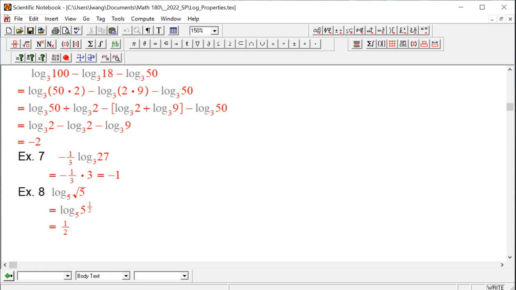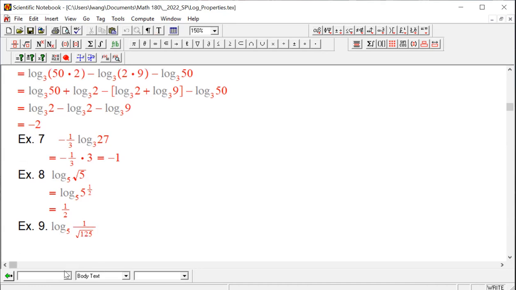Now, example number 9. So you may have noticed that these require us to be more proficient with exponents, okay? And this exercise will show you that. So log base 5 of 1 over square root of 125. There, right? So what do we get?